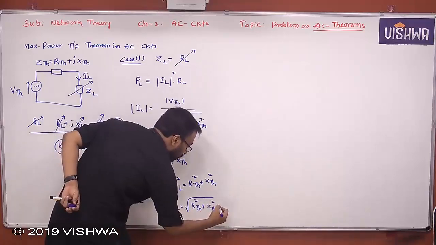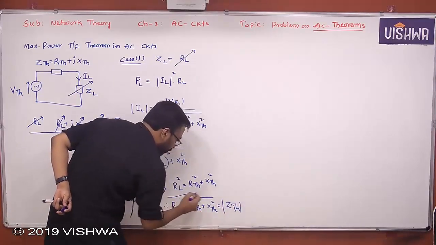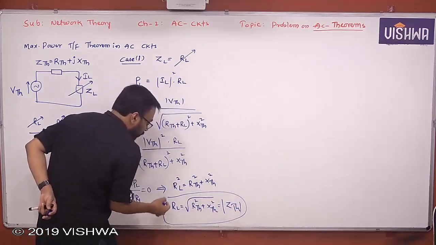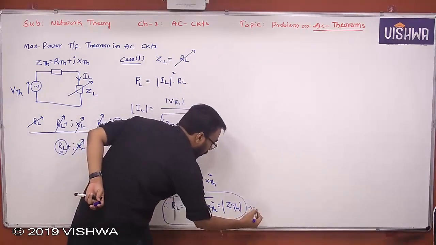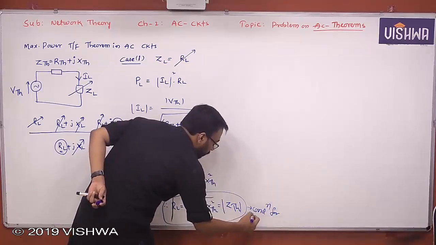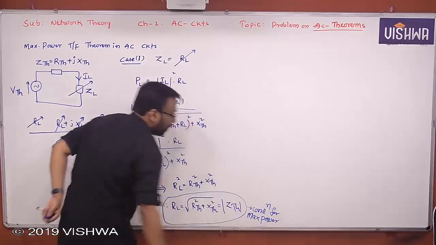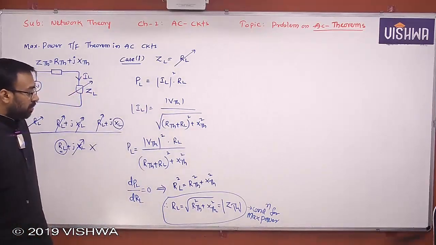I call it magnitude of ZTH. This is the condition for maximum power transfer. Understand all of you? Okay. This is the condition for maximum power.